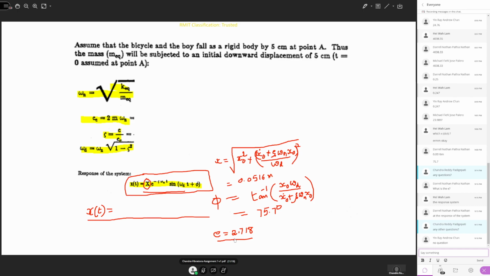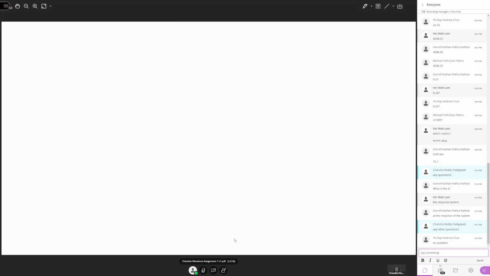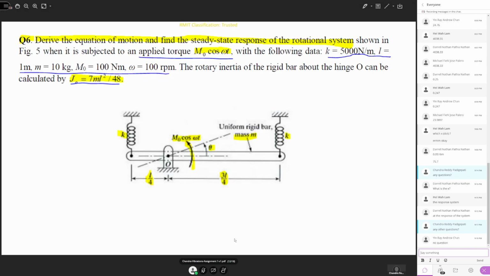All right, then we move on to the next question. This is a question wherein there is an angular displacement. The two springs are connected, and there's a rotational system. There is a pin joint here and there's a bar. The bar is subjected to two springs. There's a torque applied on the system.